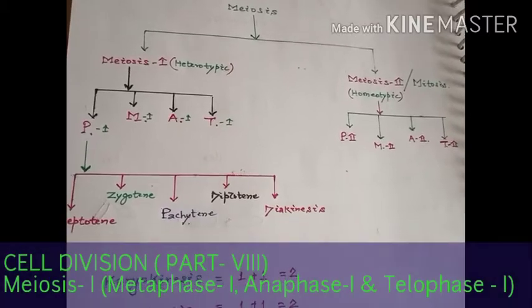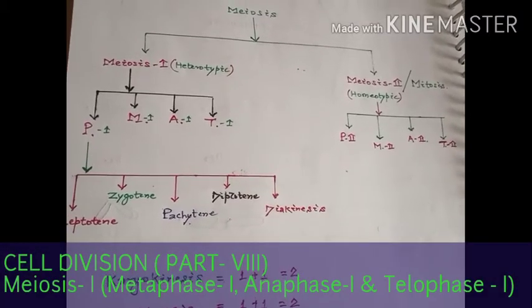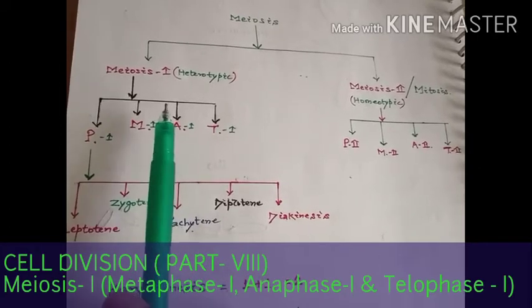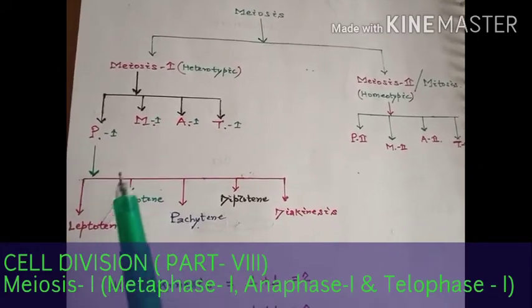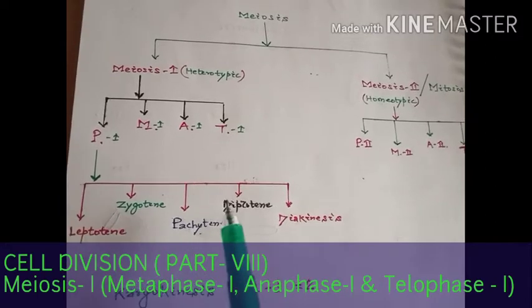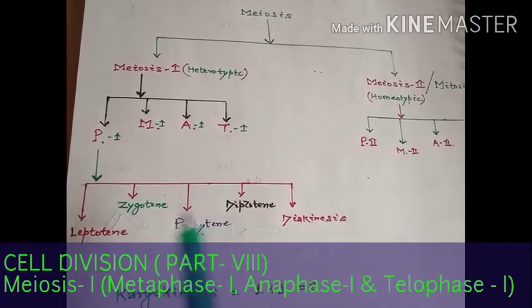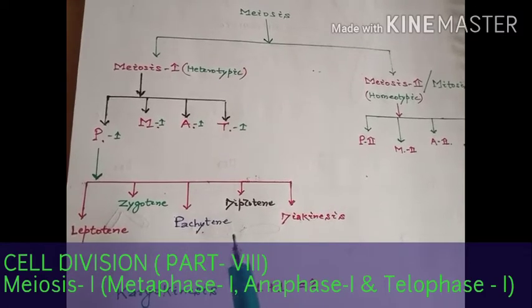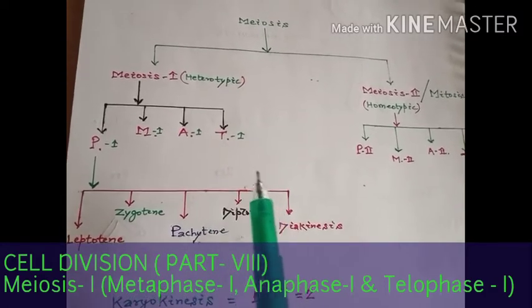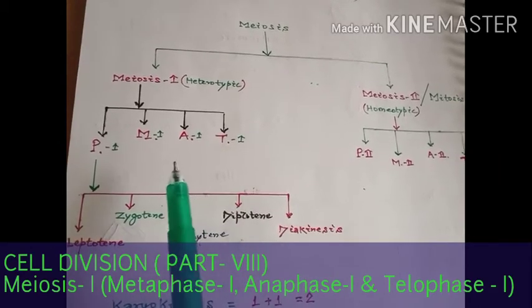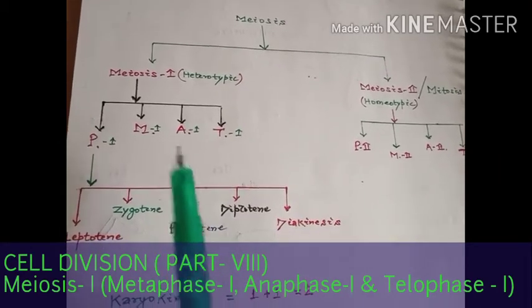Good morning, students. In the previous class, we discussed prophase 1 of the meiosis 1 stage. There we discussed the five substages and the events that take place during prophase 1. Now, as diakinesis is over, the cell enters the metaphase 1 substage.